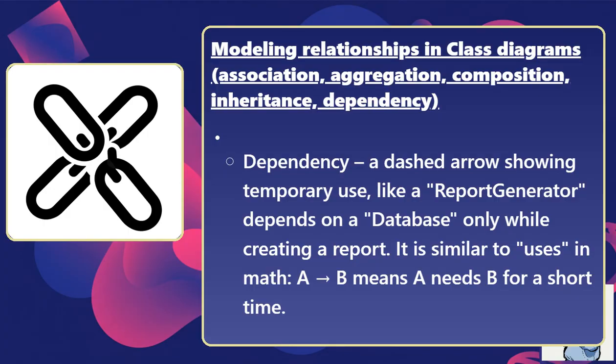Dependency is a dashed arrow showing temporary use, like a report generator depends on a database only while creating a report. It is similar to uses in math. A arrow B means A needs B for a short time.